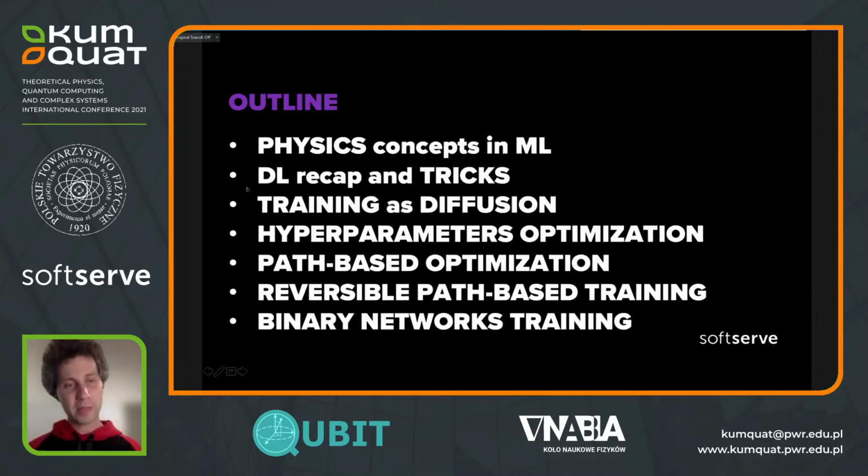Then I will get back to deep learning and recap what deep learning is, how we can use some tips and tricks to train those models, and why it's important to use them. Then I will introduce this concept of diffusion for the training and why both phenomena are very much similar. Then I will introduce our path-based optimization and highlight how it works. Finally, I will also touch on binary neural network training, highlighting how similar intuition could lead us to a new type of algorithms, which can be applicable to a new type of model.